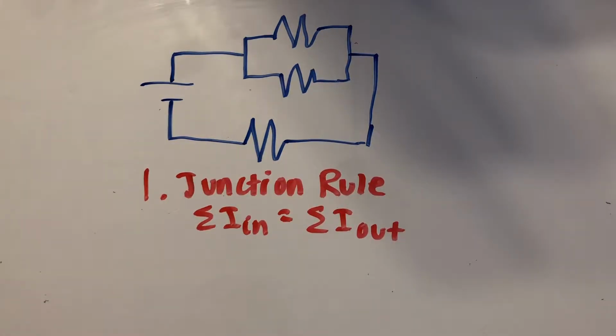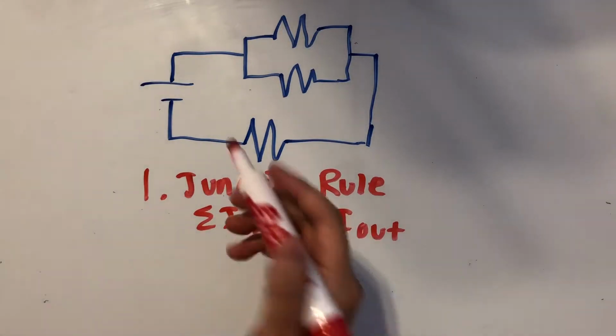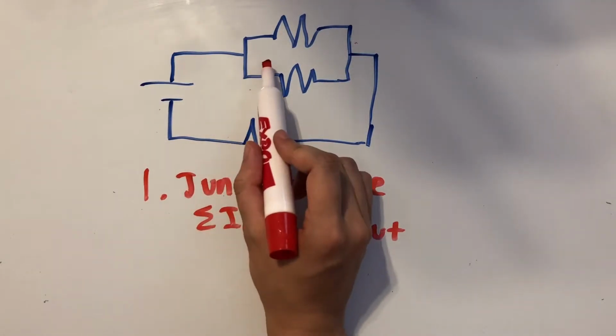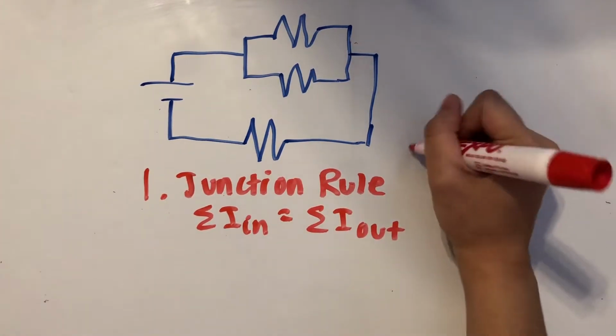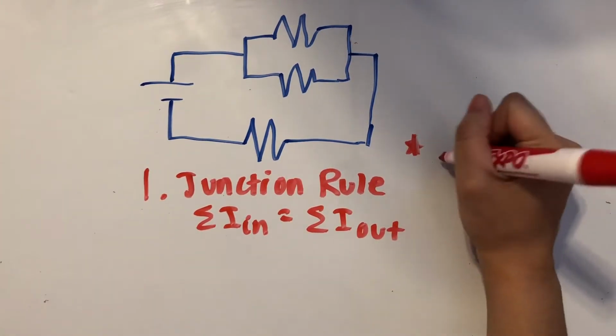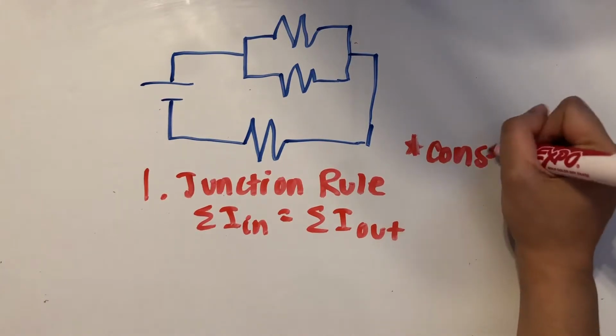And that makes a lot of sense intuitively, because none of the current that's going into this junction should be lost or gained when it comes out of the junction. And so the junction rule relates really well to the concept of conservation of charge.